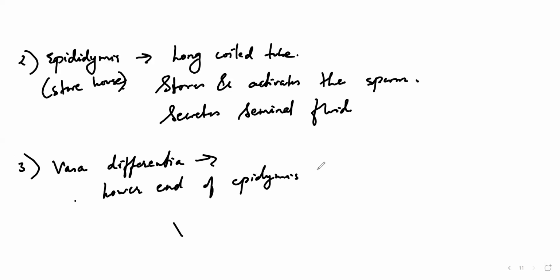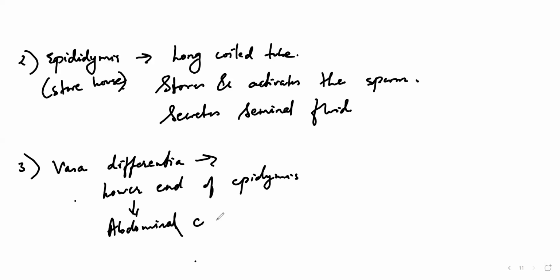Okay, so what this vas deferens does is it will enter into the abdominal cavity. Now from here, the urethra is there, and till there it has to go. During the ejaculation of the sperm, it has to enter till the urethra. So for that purpose only this vas deferens is present. Basically you will find it at the lower end of the epididymis. So this vas deferens will enter where? Into the abdominal cavity of the male.